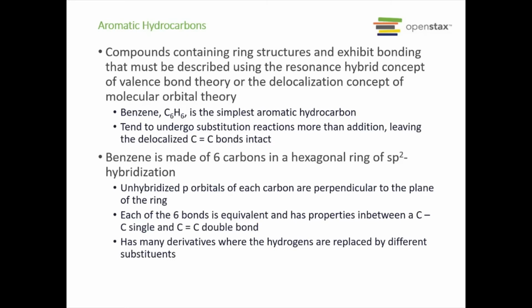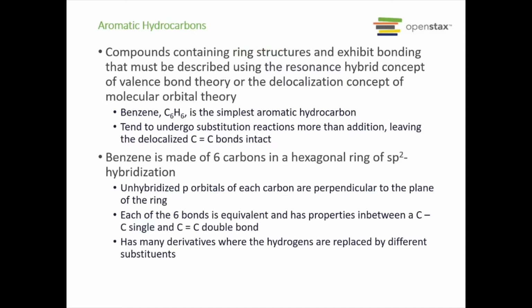So now we have a new group called aromatic hydrocarbons. And these are compounds containing ring structures, and they have bonding that must be described using the resonance hybrid concept of valence bond theory or the delocalization concept of molecular orbital theory. So these are special ring structures. These aren't like that one we saw earlier that was just all single bonds. No, these are special rings.